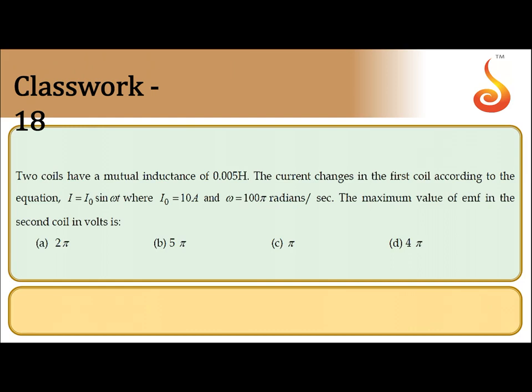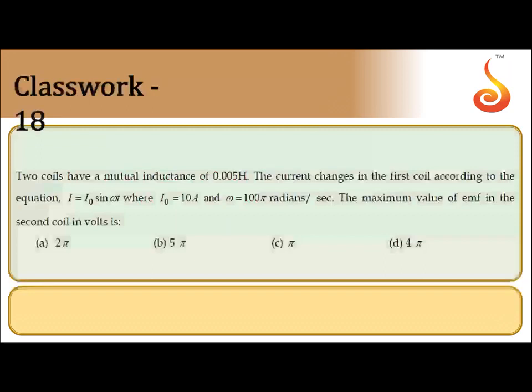Two coils have a mutual inductance of 0.005 Henry. The current changes in the first coil according to the equation I is equal to I naught sin omega t, where I naught is 10 ampere and omega is 100 pi radians per second. The maximum value of EMF in the second coil in volts is.